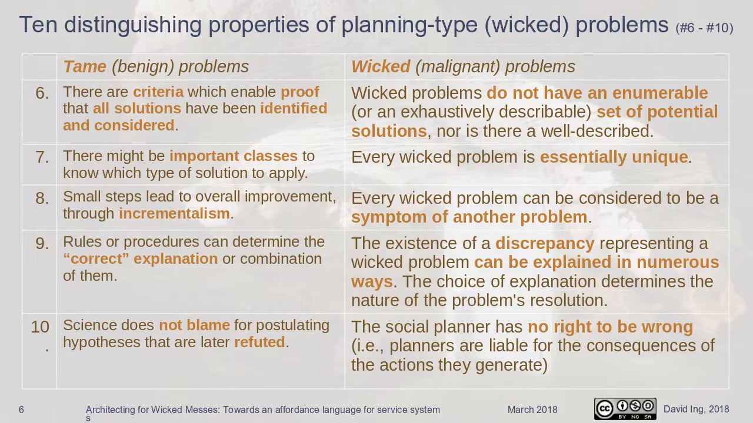The social planner has no right to be wrong with a wicked problem. The planners are liable for the consequence of the action they generate. Okay, so you can't say, well, it seemed like the right solution yesterday, and that's why I recommend it, and now it's like, well, sorry, it's not good enough because you're still on the hook, even though science might have protected you before.